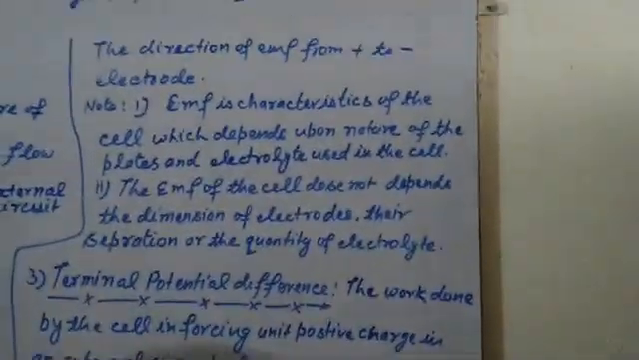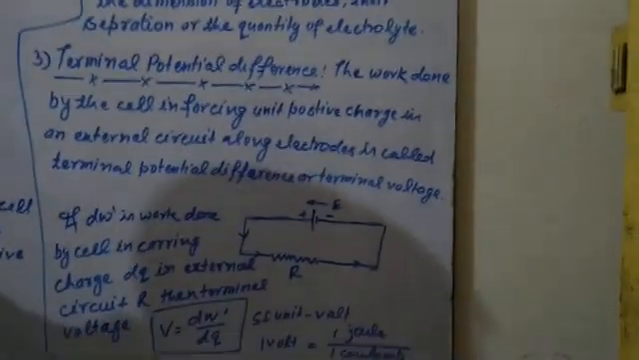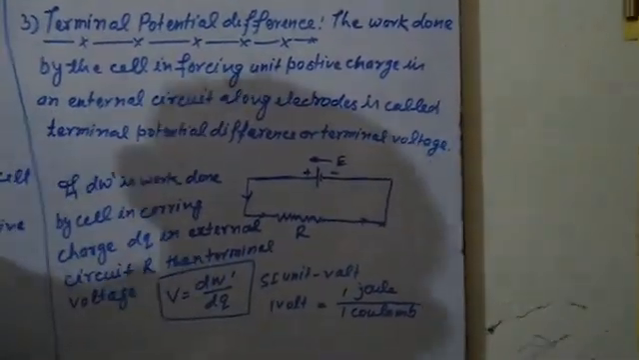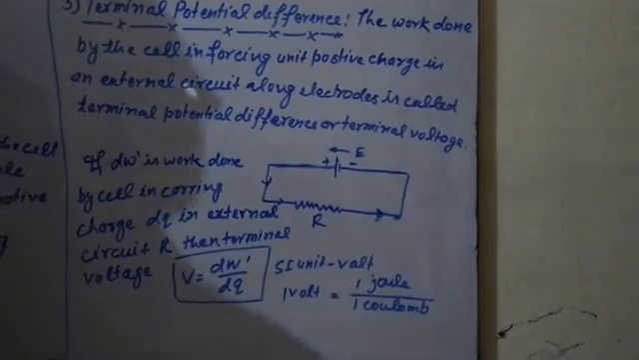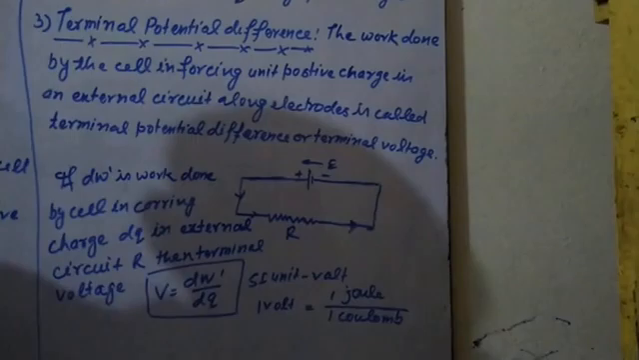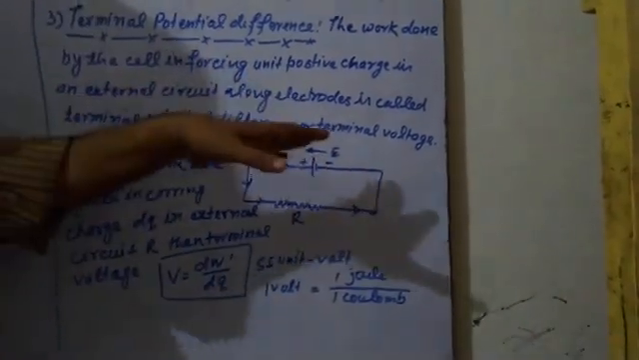Terminal potential: the work done by the cell in forcing unit positive charge in the external circuit along the electrodes, in the external resistance capital R, is called the terminal potential difference or terminal voltage. Again, the work done by the cell in forcing unit positive charge in an external circuit along the electrodes is called the terminal potential difference or terminal voltage.